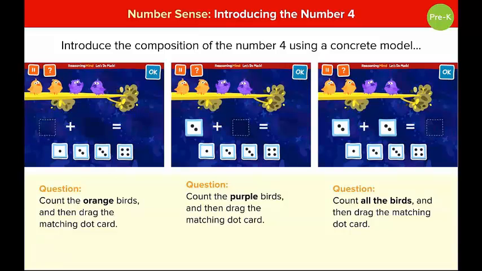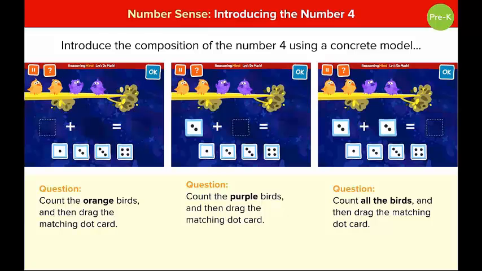So introducing the composition of the number 4 using a concrete model. You can see on the branch at the top of the screen, we have 4 decomposed into 2 plus 2. So here we have number composition using a concrete model. Count the orange birds, count the purple birds, count all the birds. So that's 2, 2, and 4, and we drag the matching dot cards to make the dot card, the representational equation, 2 plus 2 equals 4.